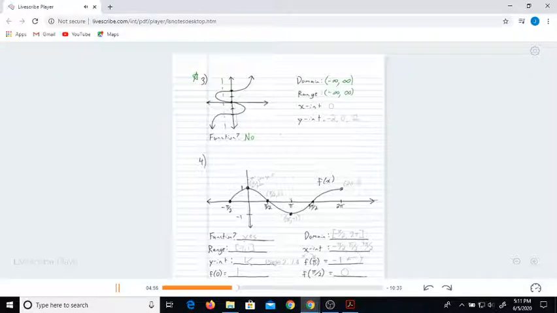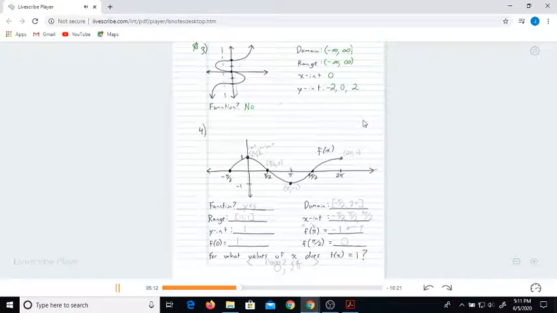So all real numbers for the range, and it touches the x-axis at 0, touches the y-axis at -2, 0, and 2. So you can see that this graph has 3 y-intercepts.